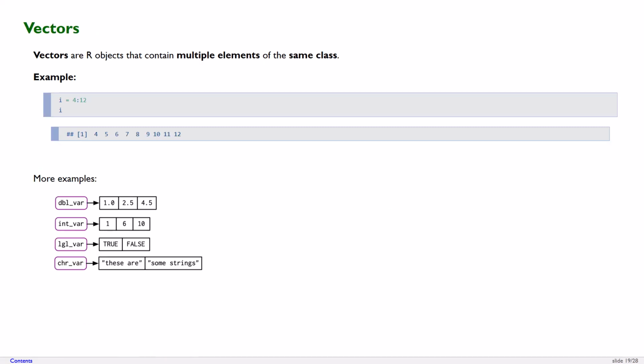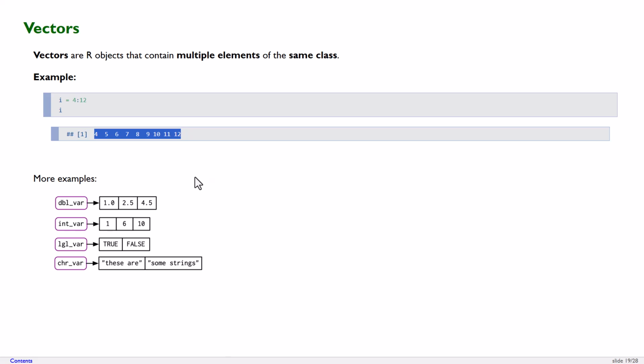Vectors are another feature that is somewhat unique to R, whereby many objects have the ability to store not just one value, but multiple values, provided they're all of the same class. In this example, we're creating an object called I, and it contains the sequence of integers from 4 to 12. It's one object, I, but when we hit I at the console and hit enter, we see it actually contains 9 different values. This is built into R. We didn't have to do anything special.